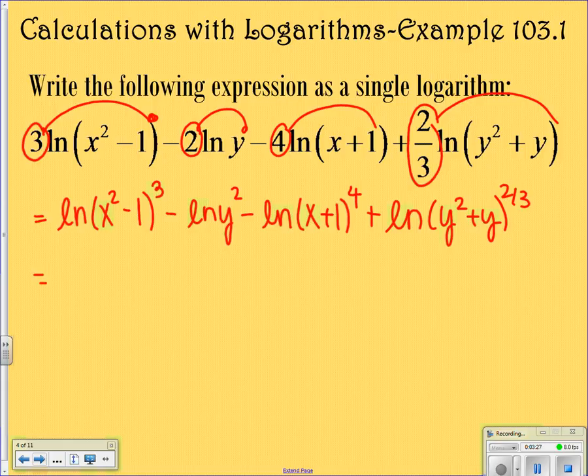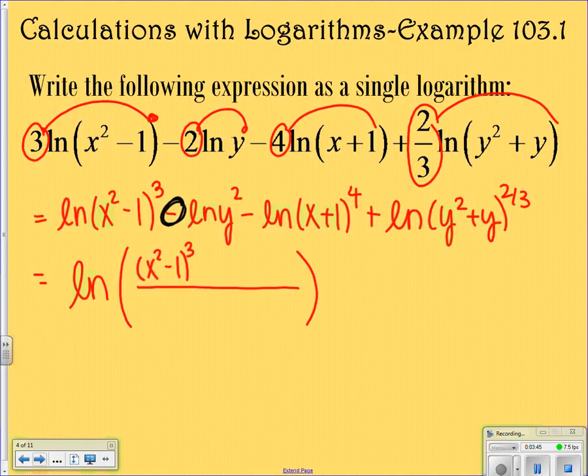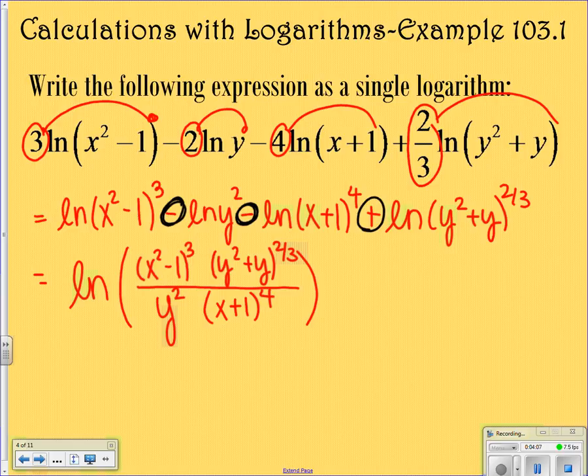After that, we are going to make it into one log. This first one is going to go in the numerator, so we have x squared minus 1 to the third. The y squared is going to go in the denominator because we have a minus here. And remember, when you have a minus, you are dividing. So we're going to put the y squared in the denominator. We're also going to put the x plus 1 to the fourth in the denominator because of that negative. And then the y squared plus y to the 2/3 is in the numerator because you have a plus sign right here, and so it gets multiplied.